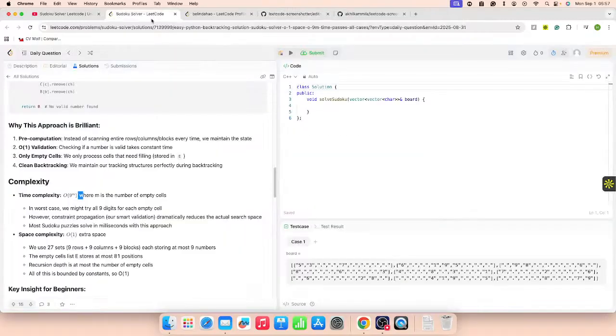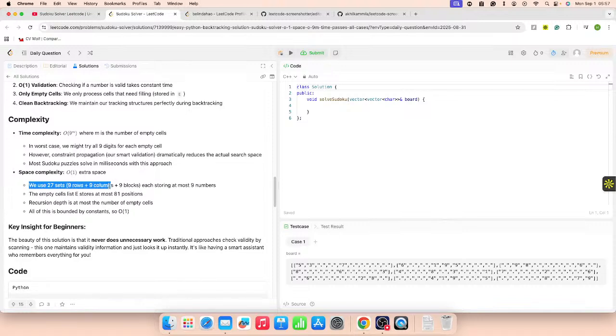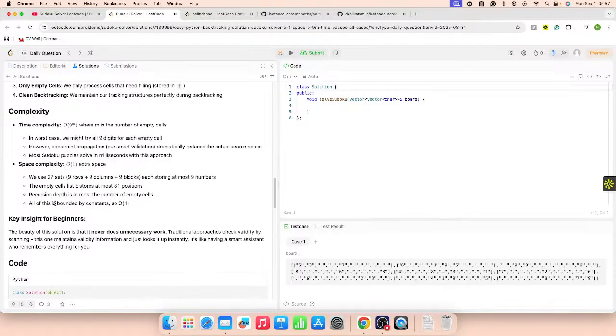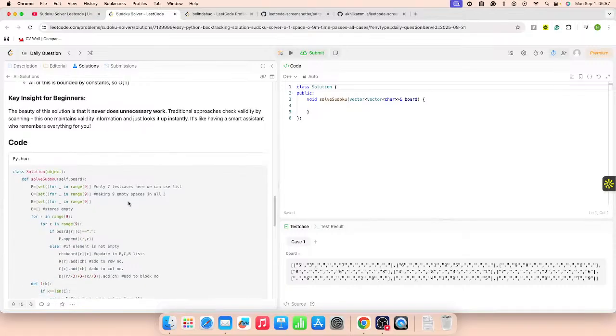So you're not even using backtracking, right? That is also cool. Okay. So we use 27 sets here, 9 rows, 9 columns, 9 blocks, each showing 9 numbers. All of this is bounded by constants. So order 1, space complexity is not an issue here.